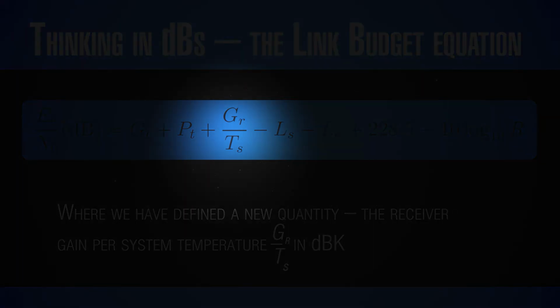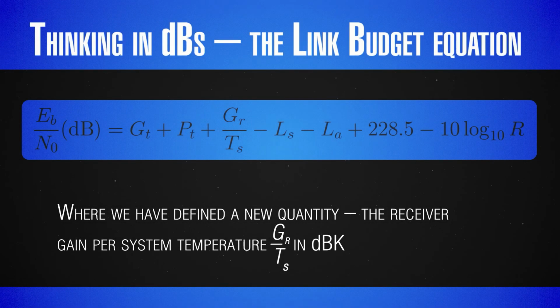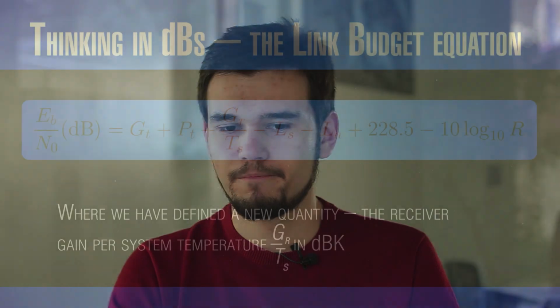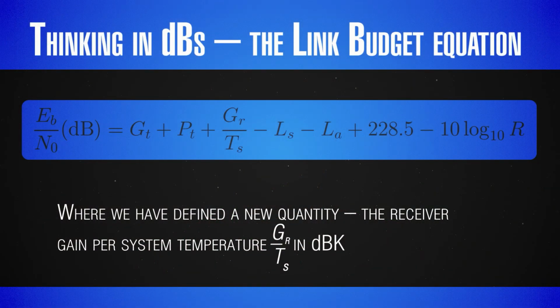So this is the gain of the receiver divided by the temperature of the system. Now this whole thing is again in dB notation, but we have simply taken these together. So you can see that this is simply the gain of the receiver in dBi minus 10 times log10 of the temperature. So this new quantity we have introduced is essentially the dB version of the gain divided by temperature. You can think of it as gain per Kelvin. These three terms are everything that adds to our level, if you like. So the gain of the transmitter, the power of the transmitter, and the gain of the receiver per temperature. And we subtract all of the losses.